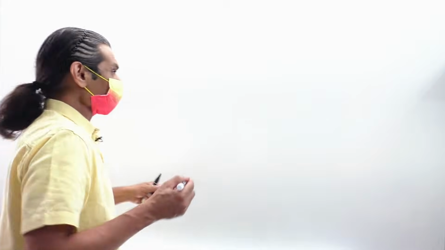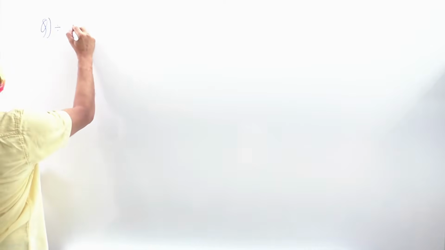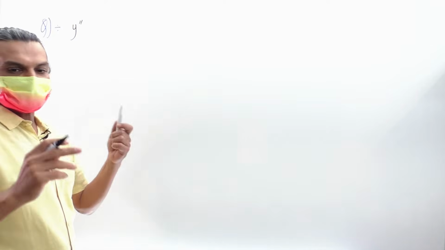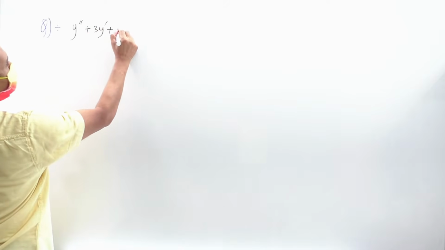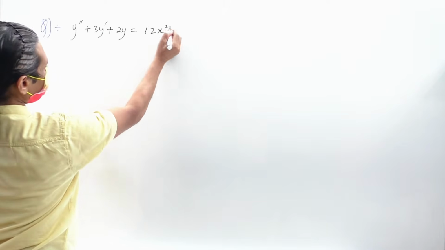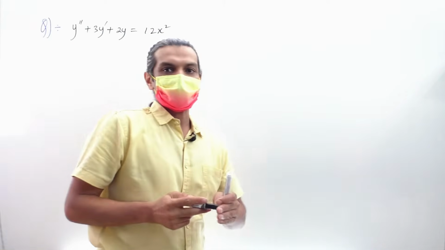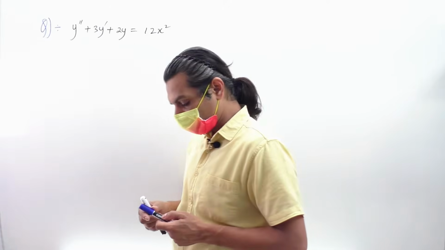Let's start with this problem. I take the problem as y double dash plus 3y dash plus 2y equals 12x square. This is an important problem which has been asked in the examination. So what is that? y double dash plus 3y dash plus 2y is equal to 12x square.